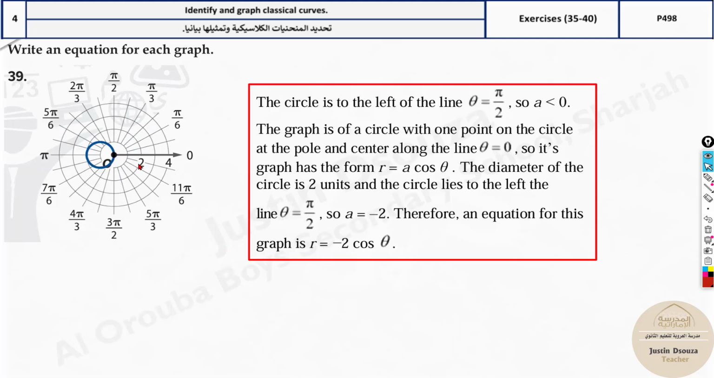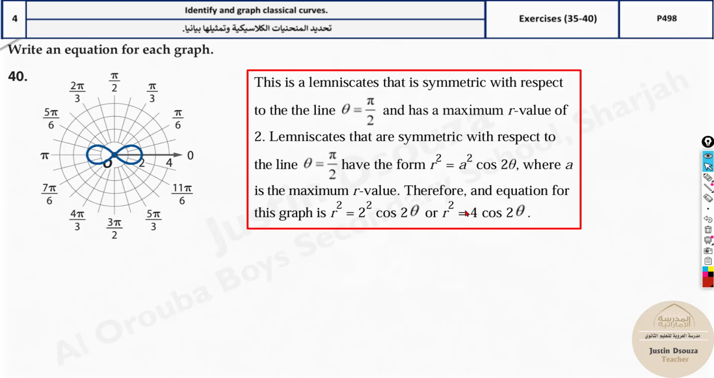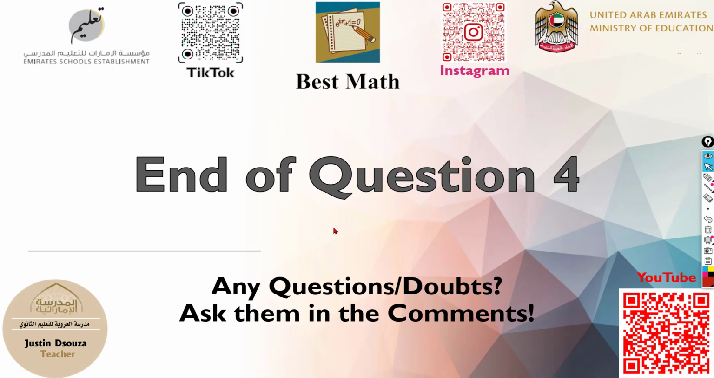And this is another circle. It's simple over here. It's cosine and left side is minus. And since the radius is 2, minus 2 cos theta. Now this is lemniscate again. Over here, remember for lemniscate, you have to always take the square root. And that's the end of question 4.